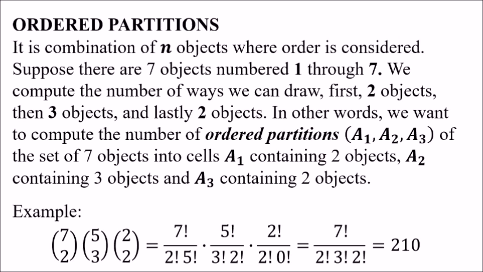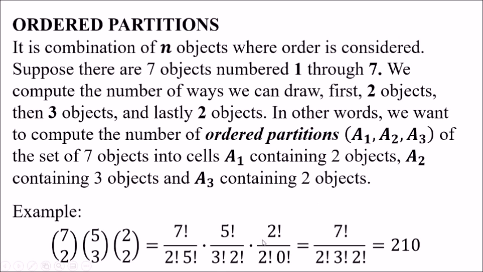Simplifying this, 3 combinations, we have 7 combination 2 is 7 factorial over 2 factorial times 5 factorial. And then 5 combination 3 is 5 factorial all over 3 factorial times 2 factorial. And lastly, 2 combination 2 is just 2 factorial all over 2 factorial times 0 factorial. 0 dahil yan yung difference nila, no? 2 minus 2 is 0. It follows the formula of the combination.